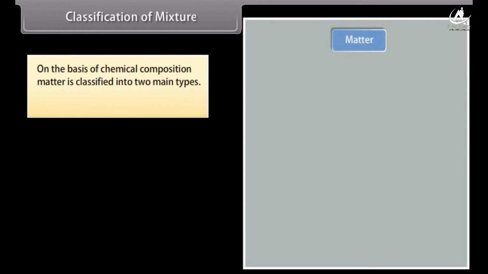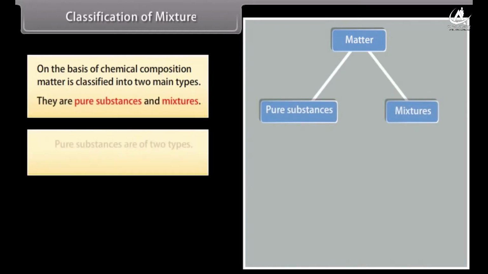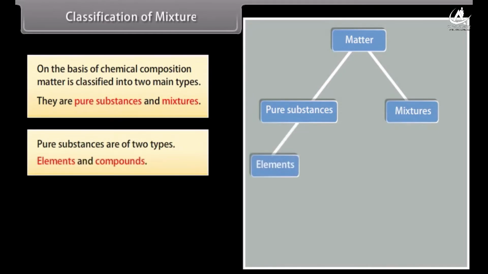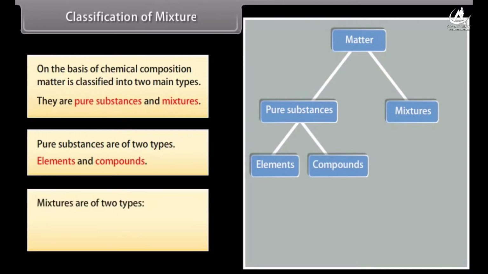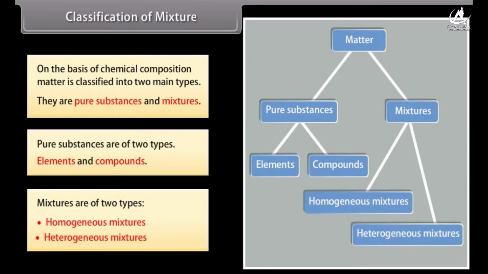Classification of mixture. On the basis of chemical composition, matter is classified into two main types. They are pure substances and mixtures. Pure substances are of two types. They are elements and compounds. Mixtures are of two types. They are homogeneous mixtures and heterogeneous mixtures.